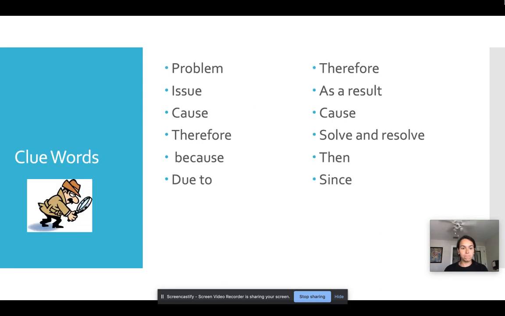Some clue words that I want you guys to be looking for in our reading when we're talking about problem and solution are listed here. I'm not going to go through all of them. If you guys notice, there's a lot of similarities with our clue words between problem and solution and cause and effect. So make sure to look out for those differences. We'll talk again about that in a few days. But solve and resolve, since, due to, because, therefore, cause, as a result. So you guys can look through these.